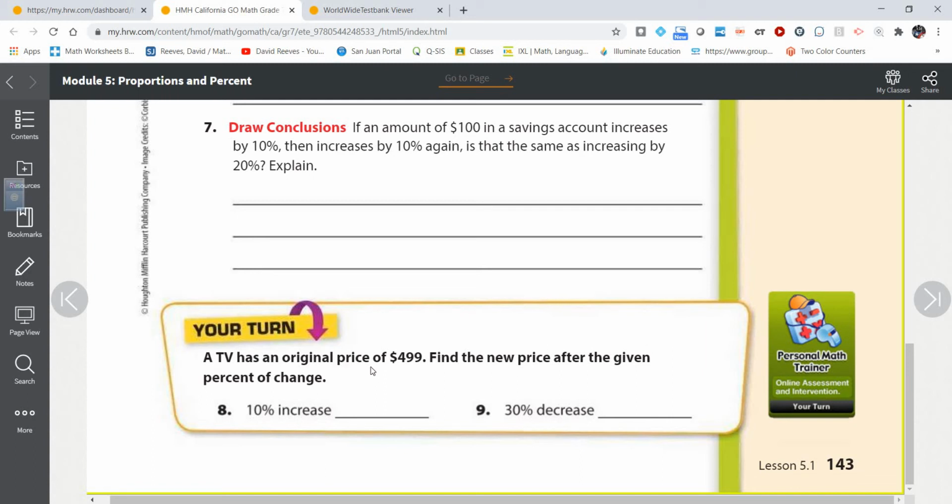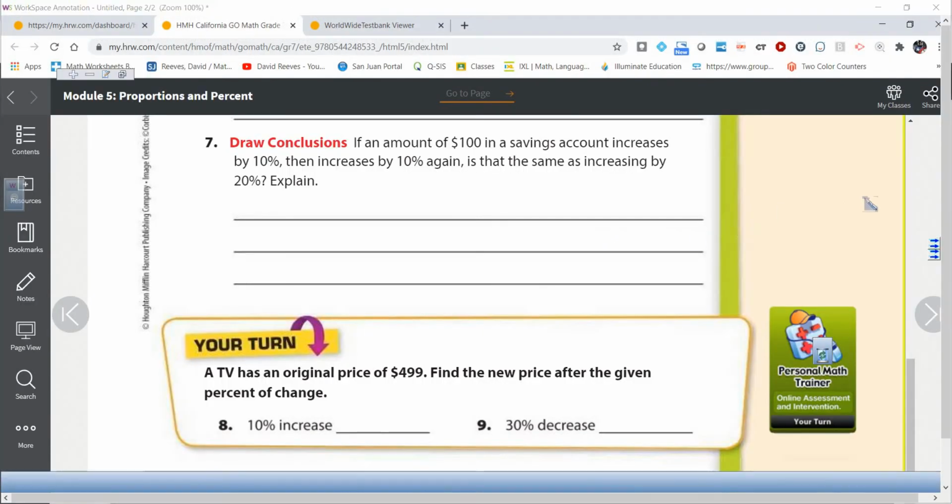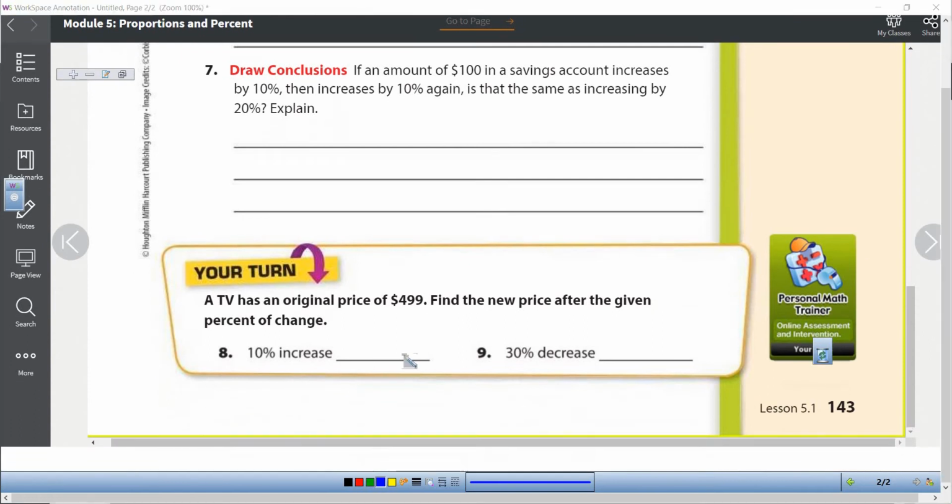It says the TV has an original price of $499. Find the new price after the given percent of change. First we're going to look at a 10% increase, and then we're going to look at a 30% decrease. So let's take a look first at this 10% increase. We have our original price and we're going to add to it.